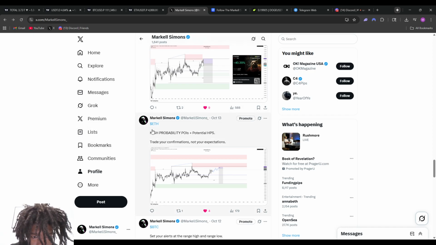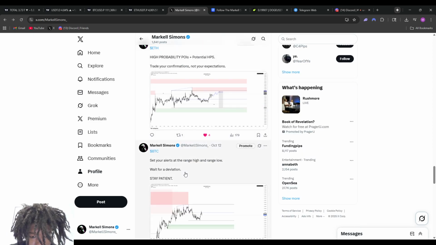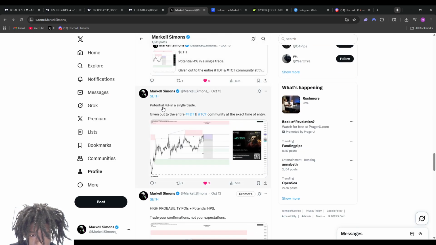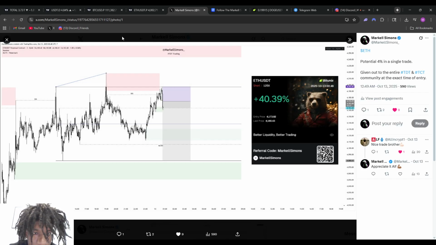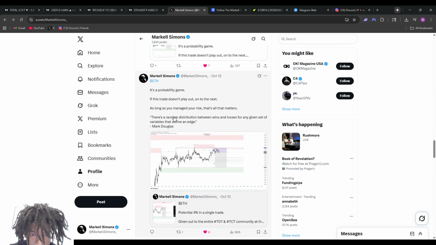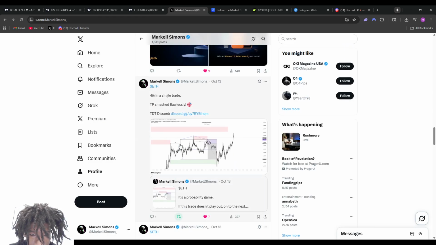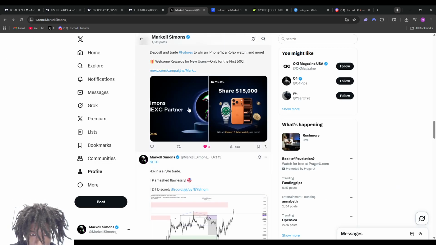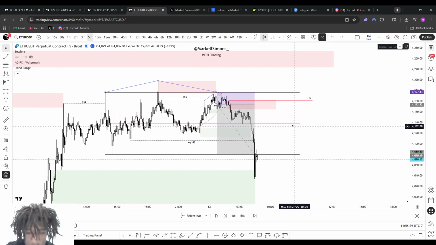So a few days ago, I took a short on Ethereum. This is my X right here. Y'all can follow me on X, link in the description. Basically, I already had pre-planned the potential scenario. As y'all can see, this is the pre-planning. And then I gave out the trade setup when I entered it. And this is the final result. TP hit flawlessly. So let's get right into the trade recap.